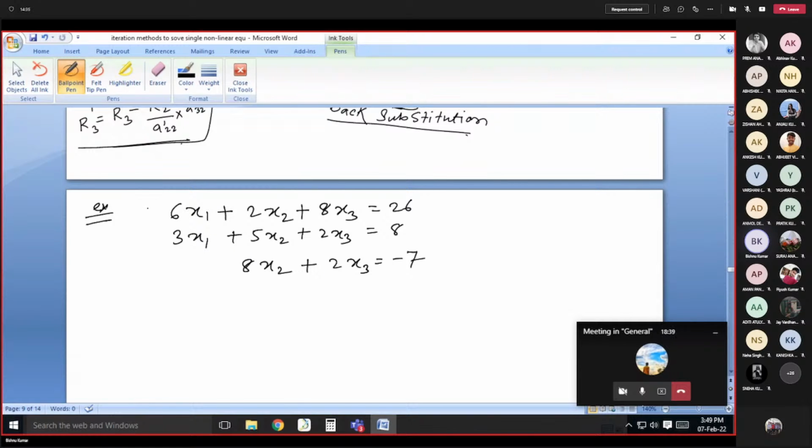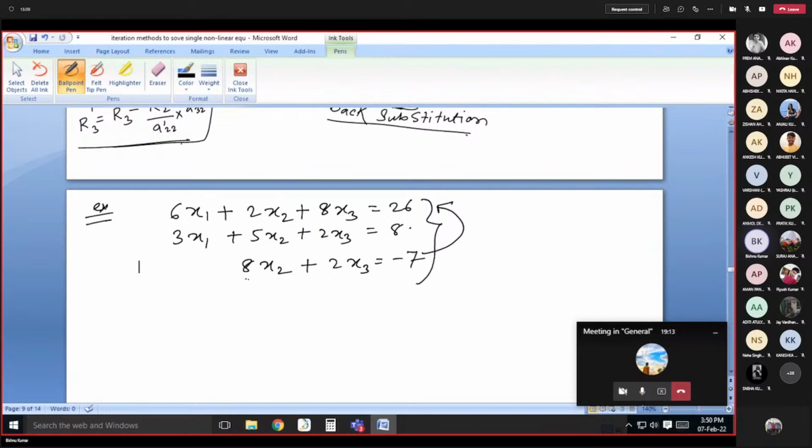Okay, if any system is given to you, just see and watch. In the first equation, the first variable coefficient should not be 0. In the second equation, the second variable coefficient should not be 0. In the third equation, the third variable coefficient should not be 0. So if I put this last equation in the second position and the second equation in the third position, I am able to use this technique and I will get the same answer. But I cannot replace this equation in the first position.